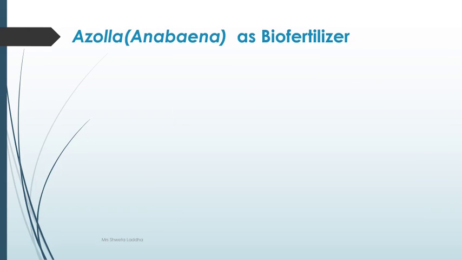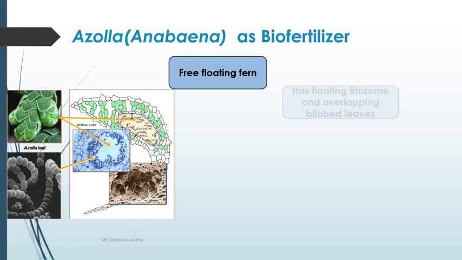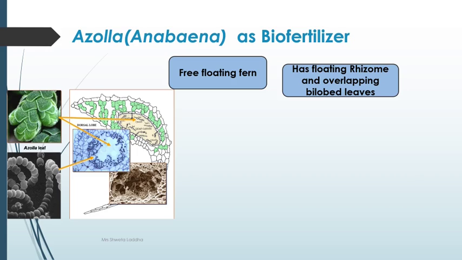Now let us discuss Anabaena. Anabaena is a multicellular filamentous cyanobacteria. It is a blue-green alga and it exists as a plankton. It is present inside a free-floating fern, which is Azolla. Azolla is an aquatic fern which usually grows with the rice crops, the paddy crops. It has a floating rhizome. Rhizome is an underground fleshy stem, and it has bilobed leaves.